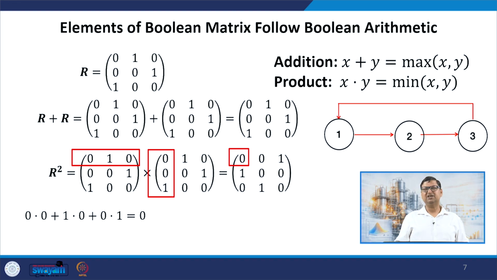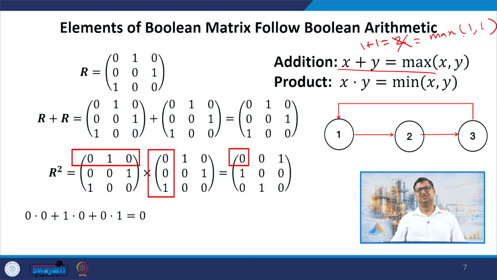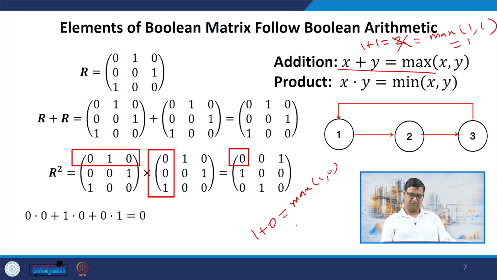What does it mean by Boolean arithmetic? It means that whenever I have to add two numbers, I will not add in the routine way where 1 plus 1 becomes 2, but I will say 1 plus 1 is the maximum of 1 and 1, whatever is the maximum number between 1 and 1, and therefore that becomes equal to 1. Similarly, 1 plus 0 is the maximum of 1 and 0, that is equal to again 1. By the way, that is the same answer we get by simple addition.